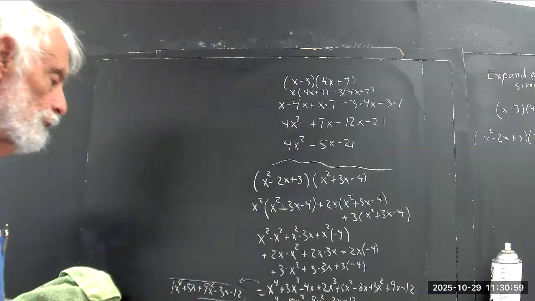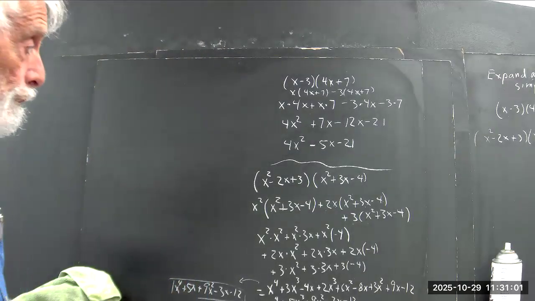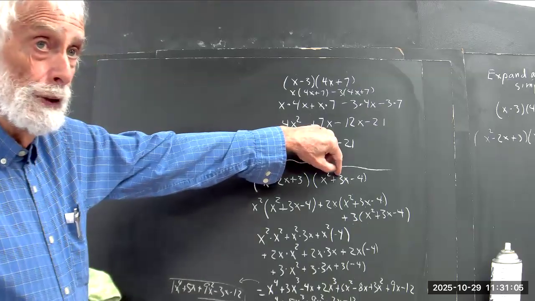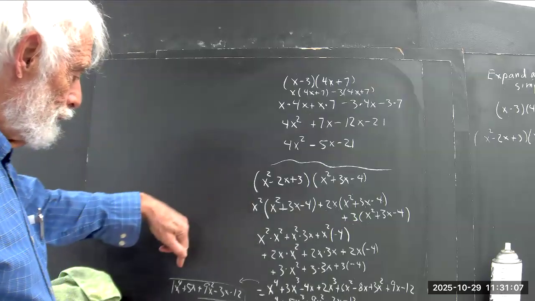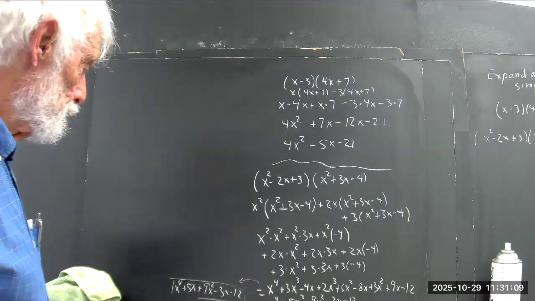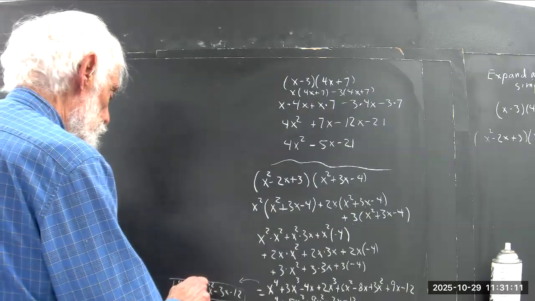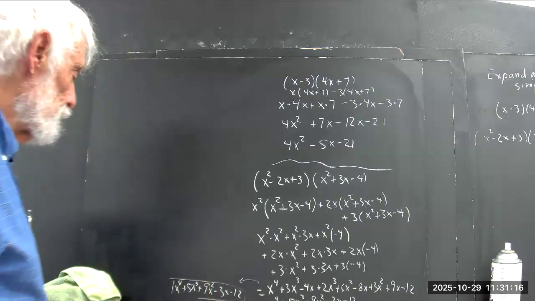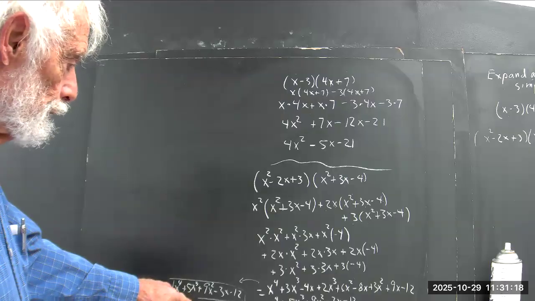Now you could check this. You could let x equal 2 and evaluate this expression and this expression, and see if it's correct. Notice I didn't put the cube on that x, but there it is now.